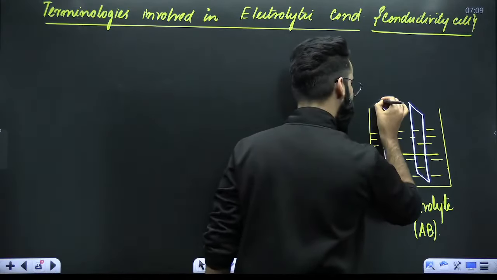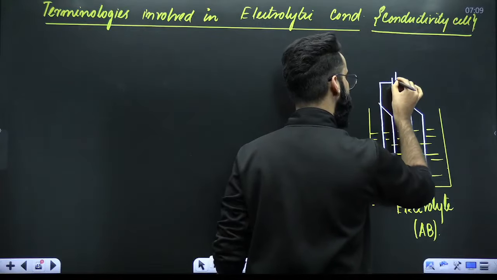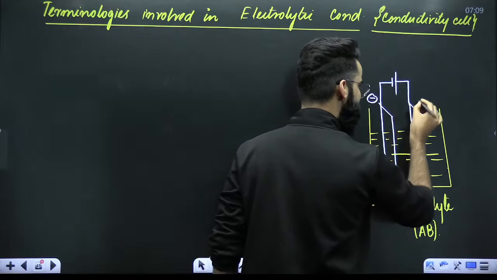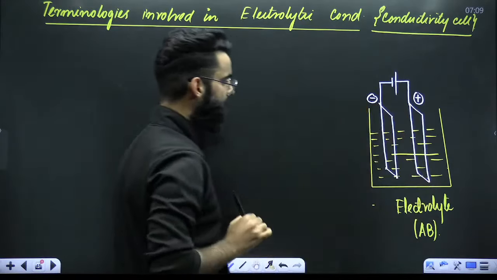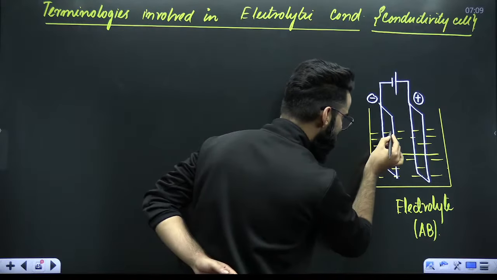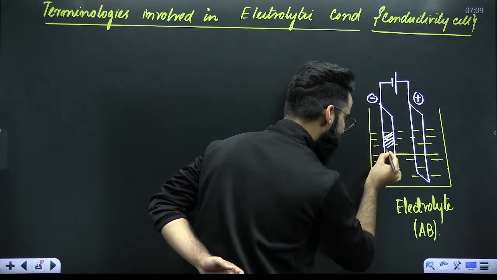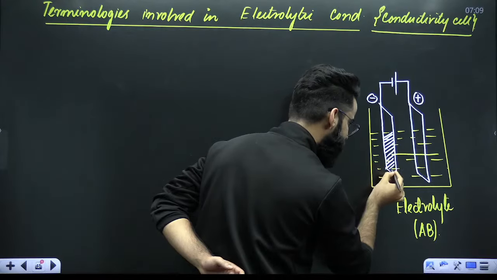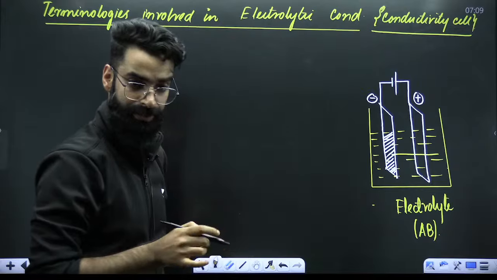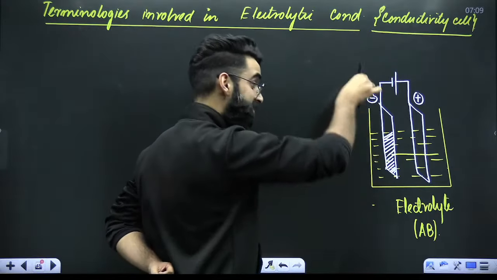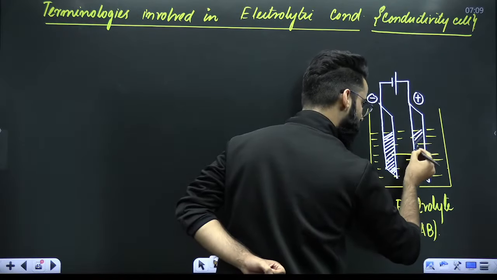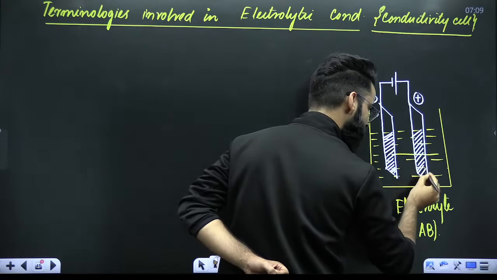Now, my dear students, you are connecting these electrodes with the help of a battery. This electrode, this plate, got the negative charge. This plate got the positive charge. Now, first of all, imagine: this is the part of the electrode which is in contact with the solution, dipped into the solution. Similarly, this is the part of the other electrode which is dipped into the solution as well.